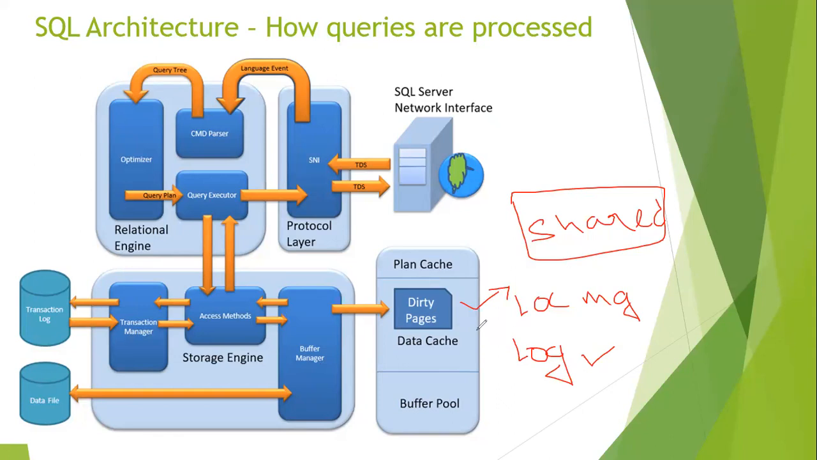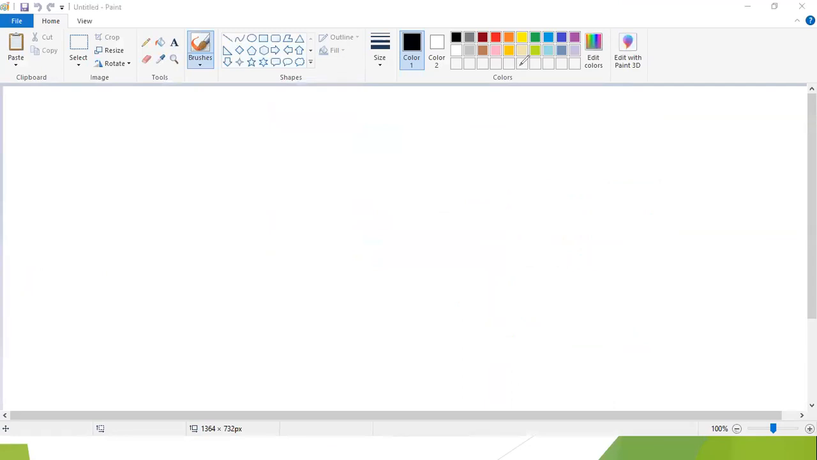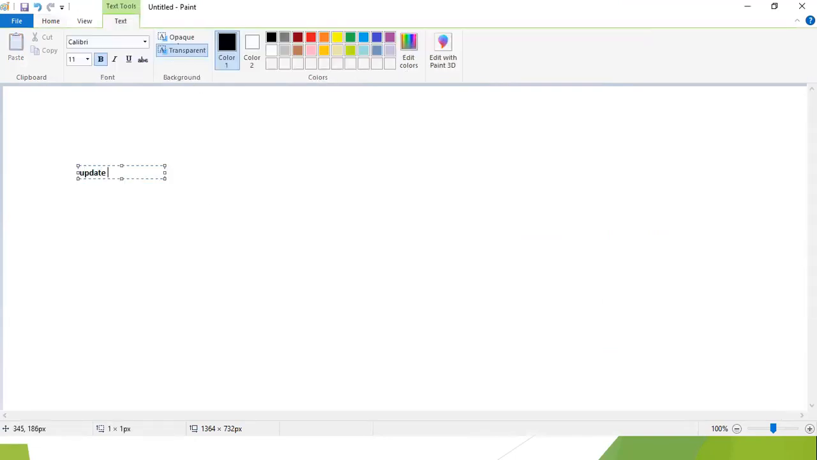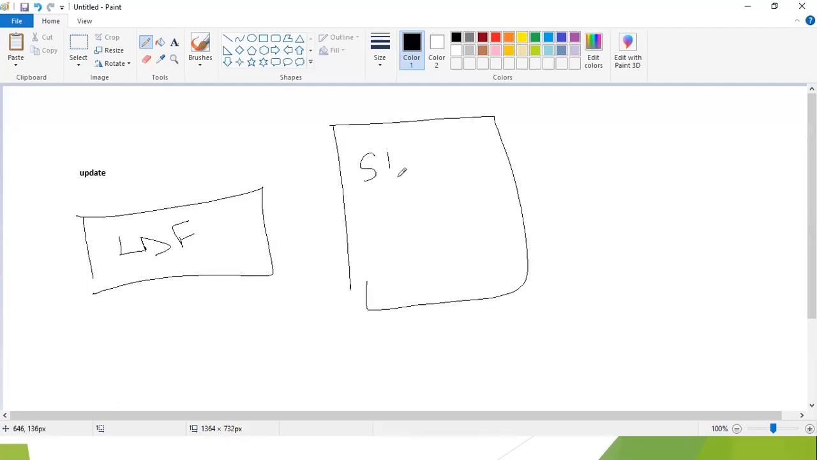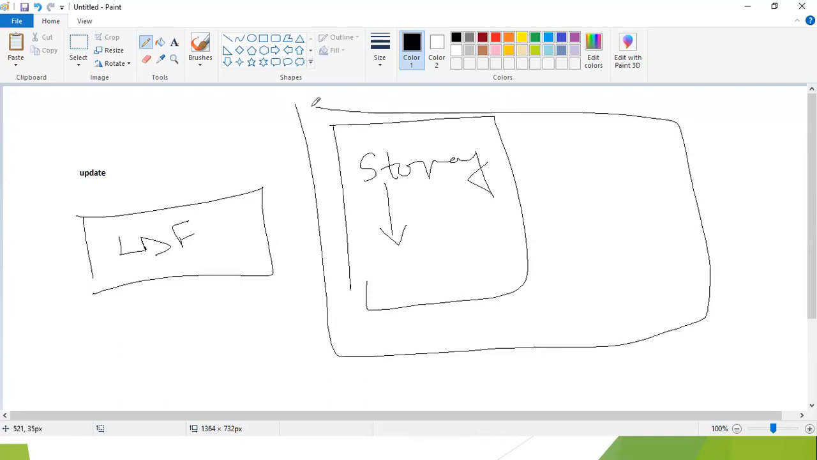So can you please tell me where the log cache will come in here? The log cache is also in the memory of the storage engine. So let's say, for example, you are doing some modifications, some update, insert, delete, whatever we are performing. You will have a transaction log file here, the LDF, and you'll have a storage engine here. This is the memory; let's consider it as memory.